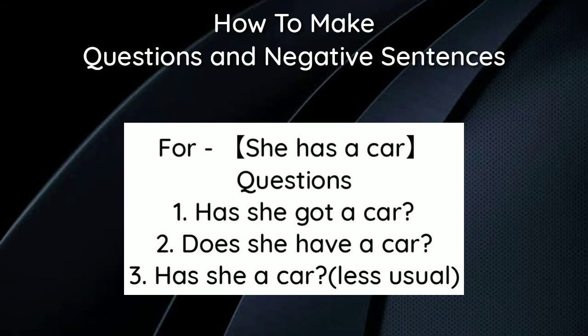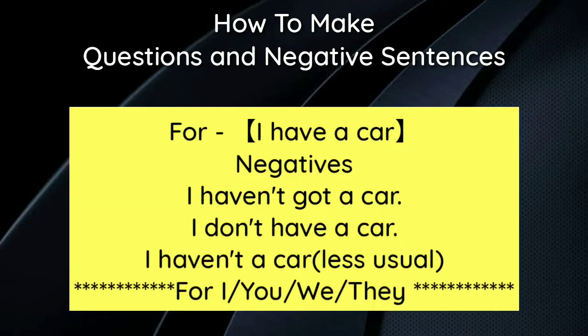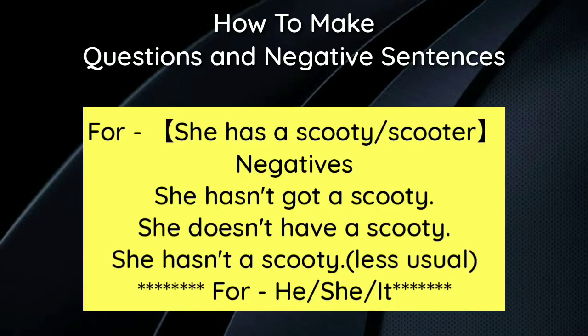Next is how to make negative sentences. For I have a car, the negative will be I haven't got a car or I don't have a car. I haven't a car. The third one is less usual, and we will use this structure for I, you, we, they. Now let's see how to make the negative for she has a scooter or scooty. Negative will be she hasn't got a scooty or she doesn't have a scooty. She hasn't a scooty, it is less usual, and we will use this structure for he, she and it, okay?